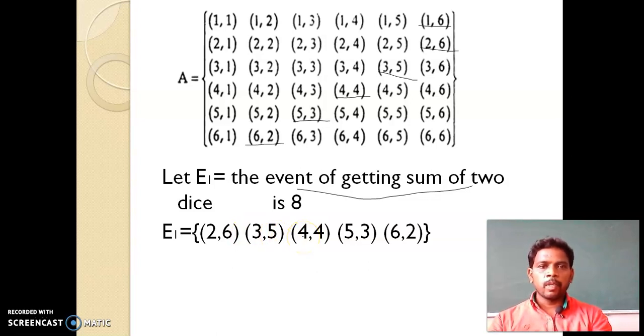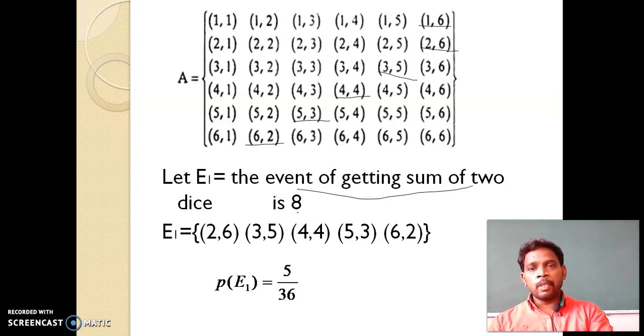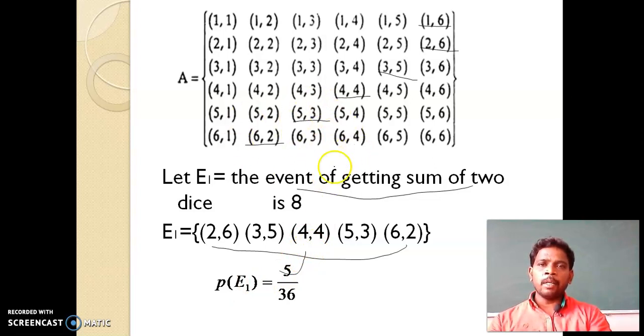So how many are there in total? 2, 6, 3, 5, 4, 4, 5, 3, 6, 2. So 1, 2, 3, 4, 5. There are 5 possible cases whose sum on both dice is 8. So n of E is 5. And the probability is 5 divided by 36. The numerator is the number of possible cases in the event, so 5 elements are inside the bracket. The denominator is the total number of cases, which is 36.